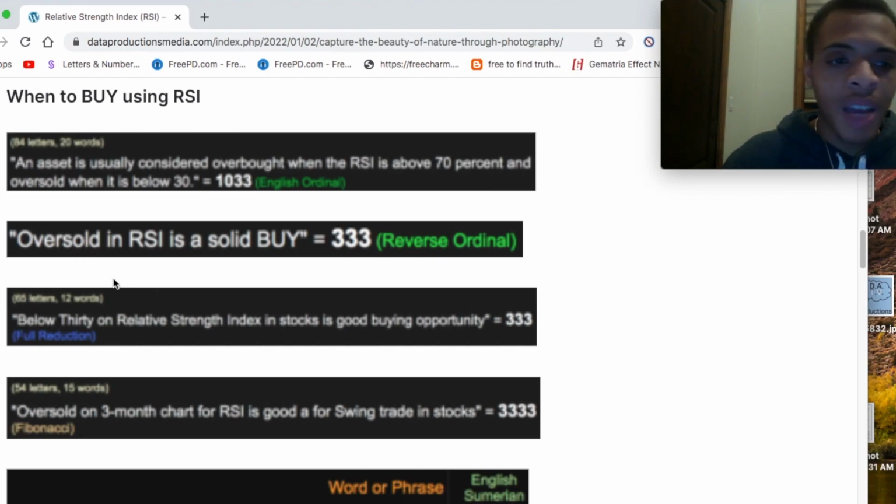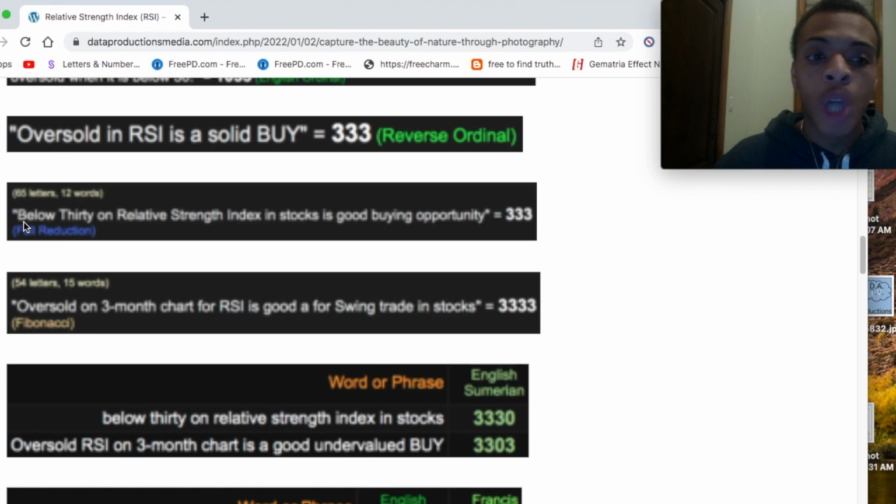I'll say it one more time. Oversold in RSI is a solid buy. 333 in reverse ordinal. Keep it simple. Don't overplay it. Below 30 on relative strength index in stocks is a good buying opportunity.